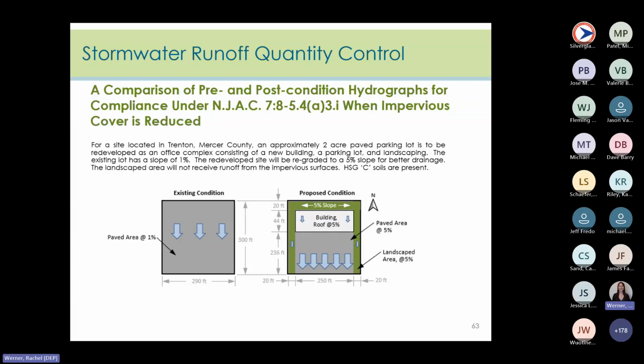HSG C soils are present. So, in this example, we see a proposed redevelopment reducing the overall impervious area, but simultaneously increasing the slope of the impervious area to remain. So what do we think the outcome will be?